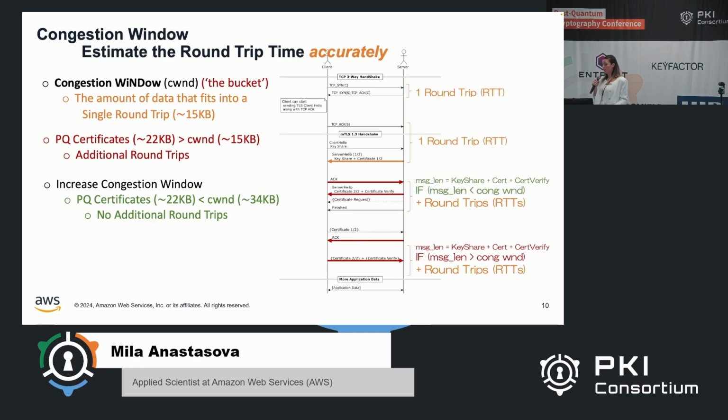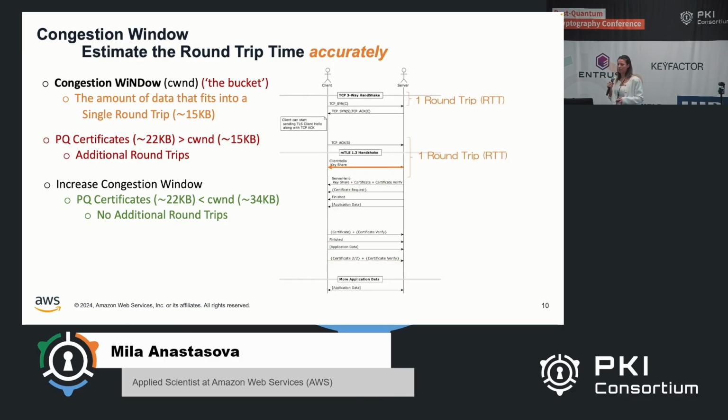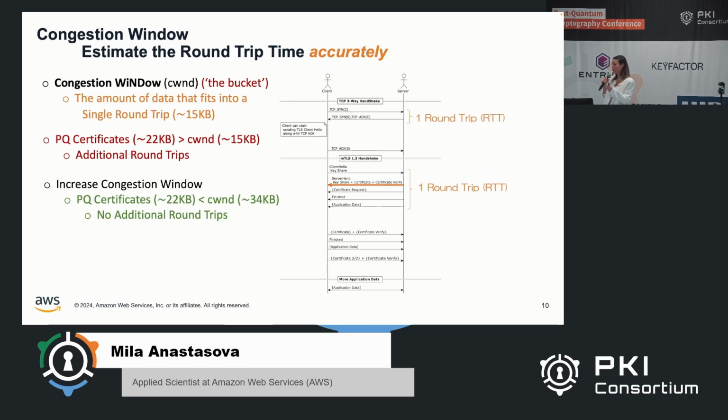Focusing again on our graphical representation, we can see that in this case, the server hello message, again consisting of key share, certificate, and certificate verify, is going to fit into one congestion window, therefore is not going to introduce additional round trips. In the exact same way, the client certificate and certificate verify messages are going to be transmitted in a single round trip, eliminating additional round trip times. Finally, we can see that the execution of post-quantum mTLS is going to require the same number of round trips as the classical mTLS protocol.